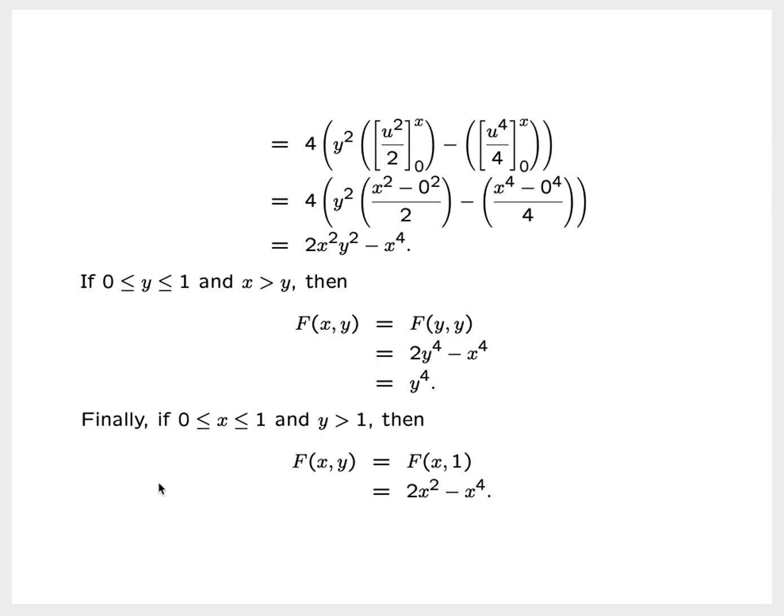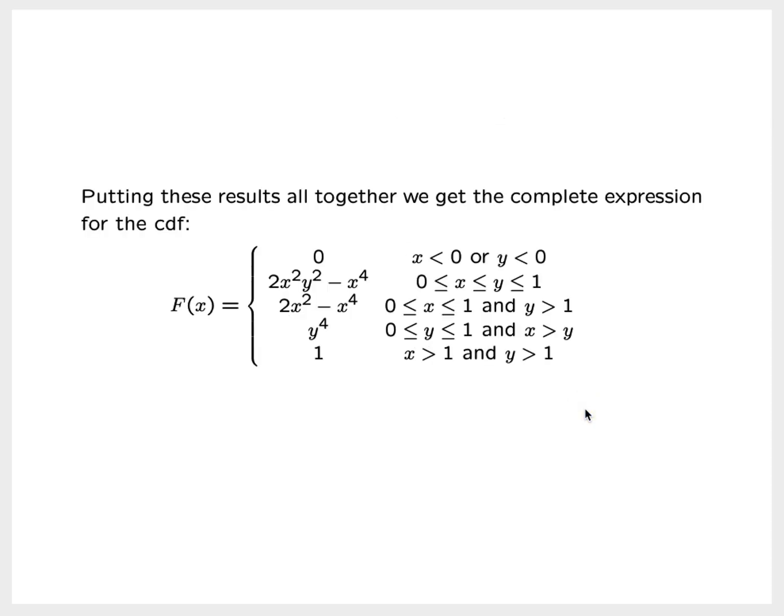And then finally, if x is between 0 and 1, and y is greater than 1, then the CDF evaluated at x comma y is equal to the CDF evaluated at x comma 1, which is 2 times x squared minus x to the fourth. And so when we put these results together, we again have a piecewise defined function because we have to take into consideration which of the regions the point that we're evaluating the CDF at resides. And so we have these different expressions depending upon where the point resides in the plane. So that is the joint CDF.